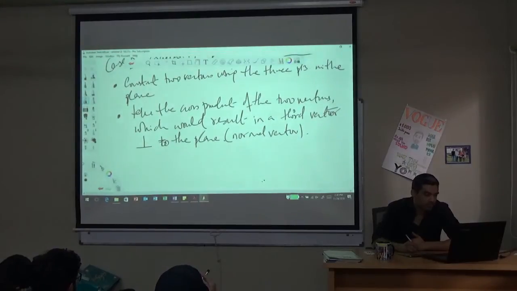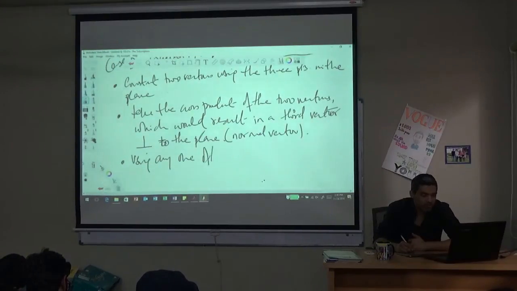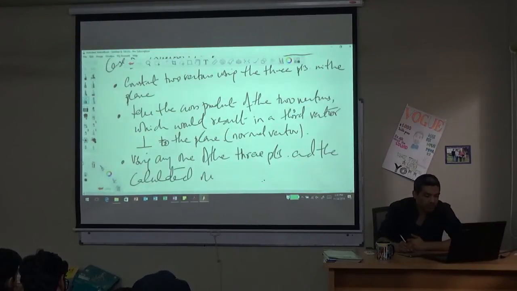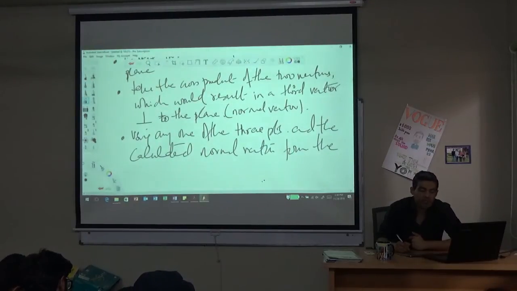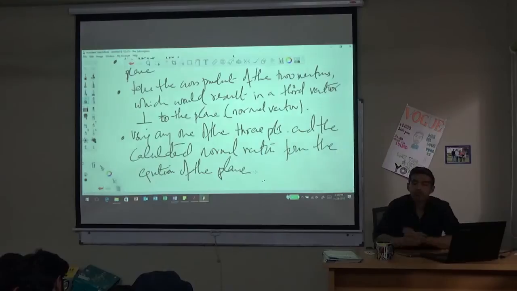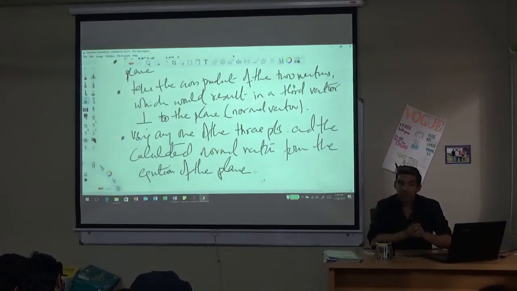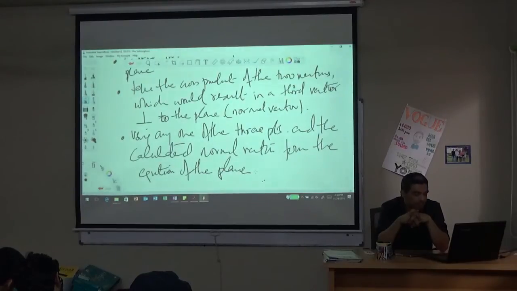Then, using any one of the 3 points and the calculated normal vector, form the equation of the plane. Now it depends on the question. If the question asks you for the vector equation or the Cartesian equation, then you form the equation accordingly.